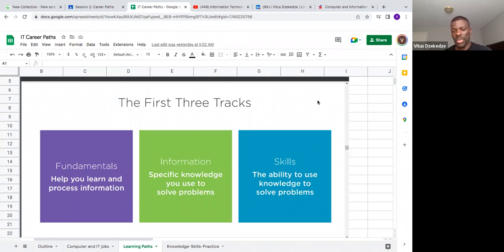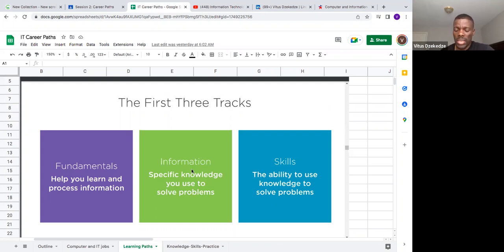How do you find that information? It becomes some kind of a skill. Speaking of skills, a skill track is the ability to use the knowledge to solve problems. This knowledge that you have acquired, to use it and solve problems.